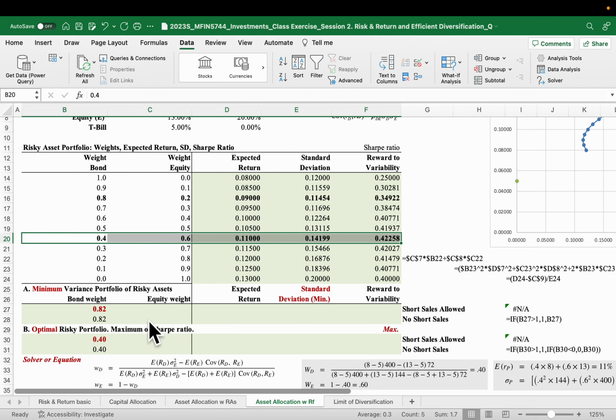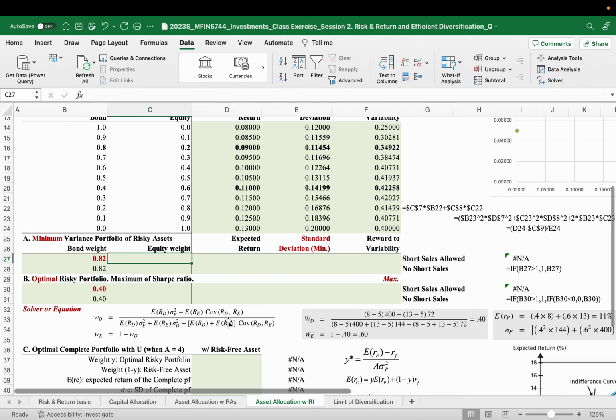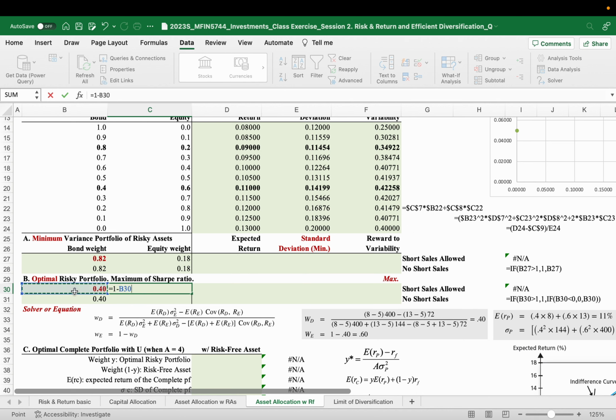But anyway, let's calculate, not in this ballpark, but in the calculation process. We use this equation developed, and you can use this equation, but you don't have to, because we can use the Solver as well. So the weight of the equity is 1 minus this, right? We have two cases: one is short sale allowed, the other is no short sale. But in this case, we will have the same result. This case is the optimal risky portfolio, 1 minus.